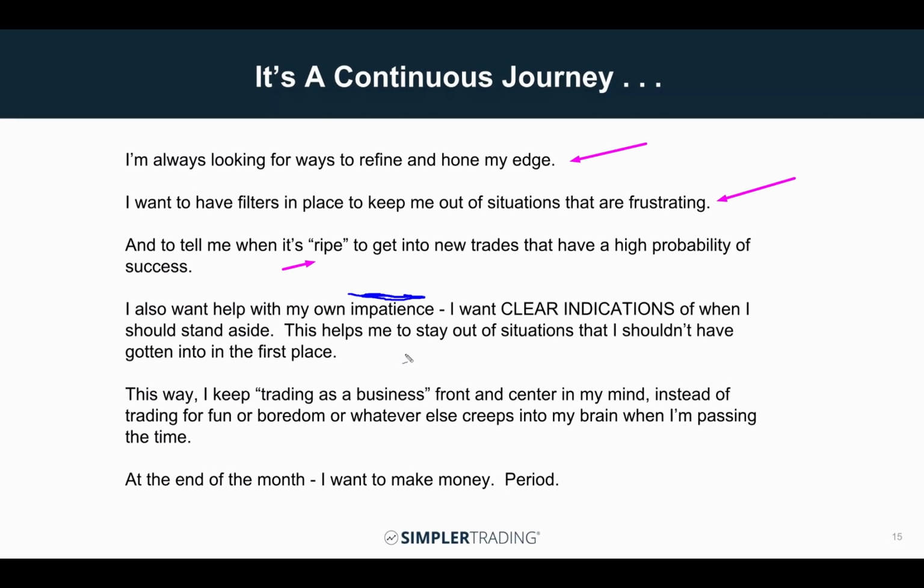I want clear indications of when I should stand aside. And this helps me stay out of situations that I shouldn't have gotten into in the first place. So this way, it helps me to keep trading as a business. It helps me keep that idea front and center in my mind instead of trading for fun or boredom or whatever else creeps into my brain when I'm passing the time. At the end of the month, I want to make money, period, end.